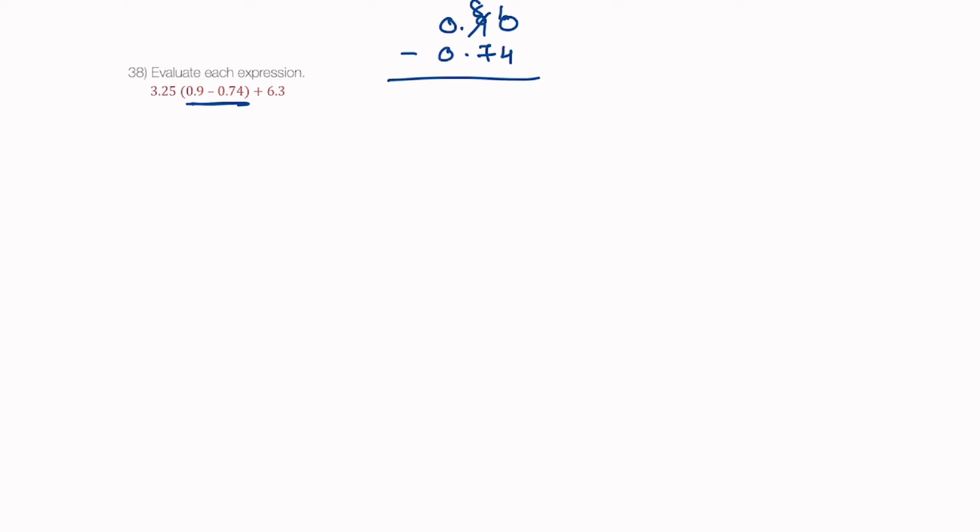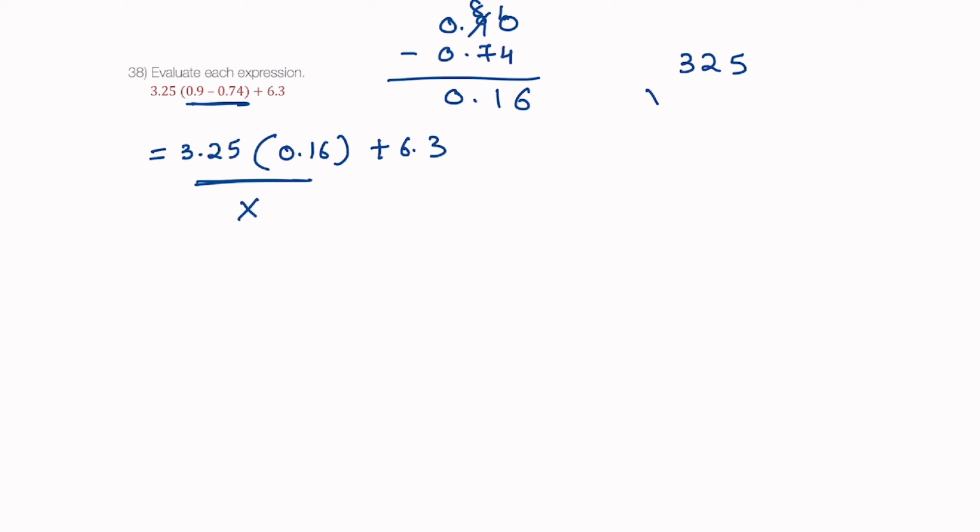Make it 8. Carry 6, 1. That's 0.16. Let's write the equation. 3.25 in the bracket. 0.16 plus 6.3. What does this bracket mean? It means multiplication. So 325 times 16.